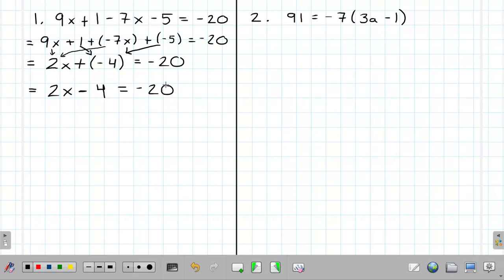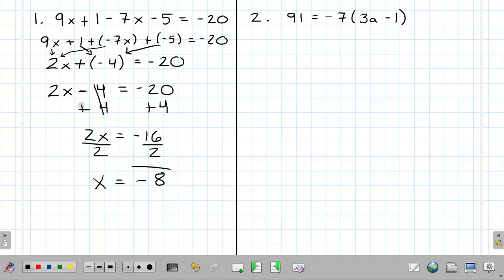And now we've just got a generic two-step equation that we've solved a million times before, okay? Where, of course, we would add 4. So the negative 4, or minus 4, and the plus 4 go away, giving us 2x is equal to negative 20 plus 4, negative 16. Divide by 2, divide by 2. So we get x is equal to negative over a positive is a negative, 16 over 2 is 8.